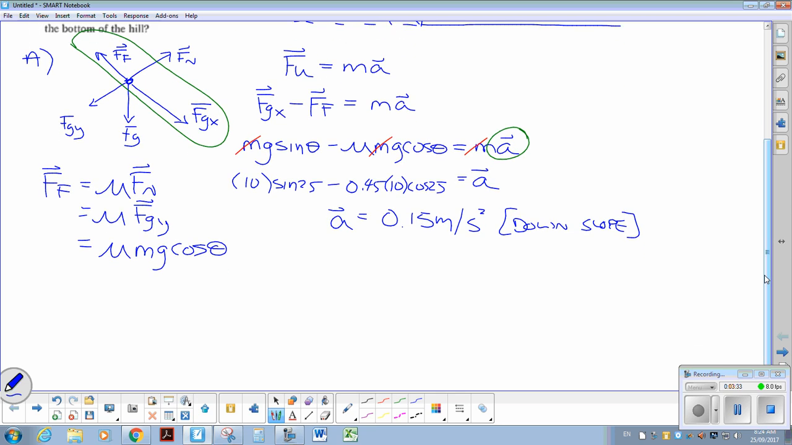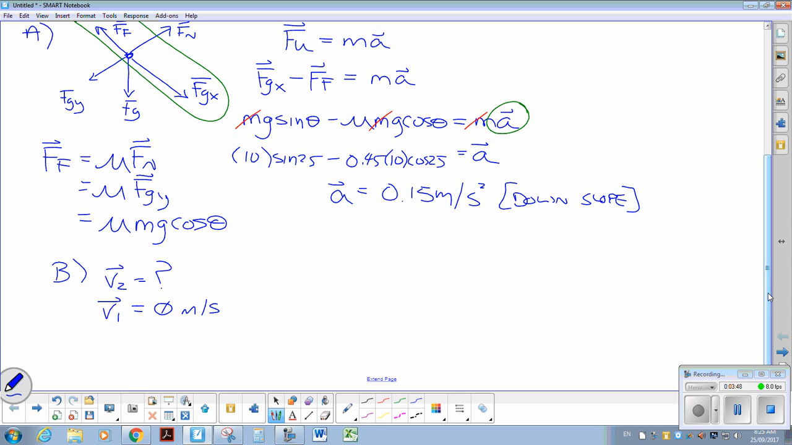So B part, we're now looking for V2. That is our desired piece of information. It said it was released from rest, so we know that V1 is 0 meters per second. We just calculated the acceleration. So acceleration is 0.15 meters per second squared down the slope. And our delta D is given information. It was a 200-meter slope.